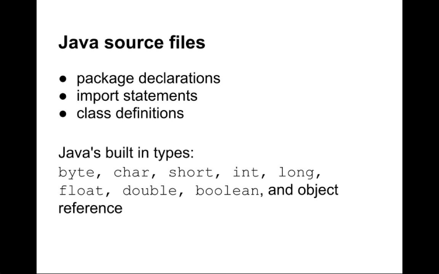And then everything else in Java is an object reference. Okay, so an object reference is a pointer to a more complex object on the heap. And we'll be using object references for a lot of things, and occasionally we'll be using the built-in simple types. We certainly will be composing the simple types to build more complex classes as well.